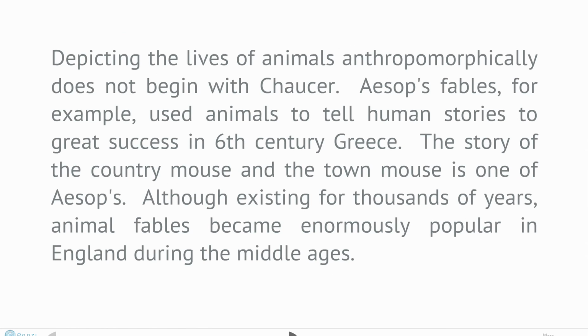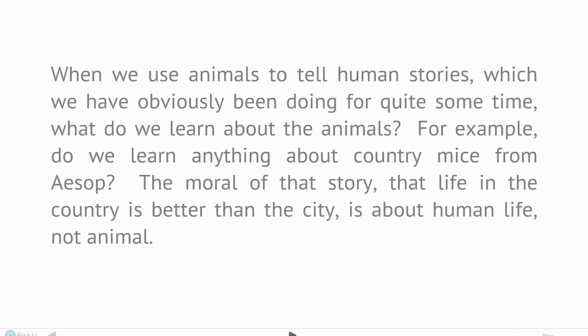It's important to note that this is a very, very common practice. Aesop's fables are written in the 6th century Greece, so we're moving back from Chaucer a couple thousand years. You probably know this story, has certain environmental import, I guess. The country mouse and the town mouse is an Aesop fable. They're of course enormously popular now in the Middle Ages in England. And it does raise the question of what exactly are we doing for these non-human entities.